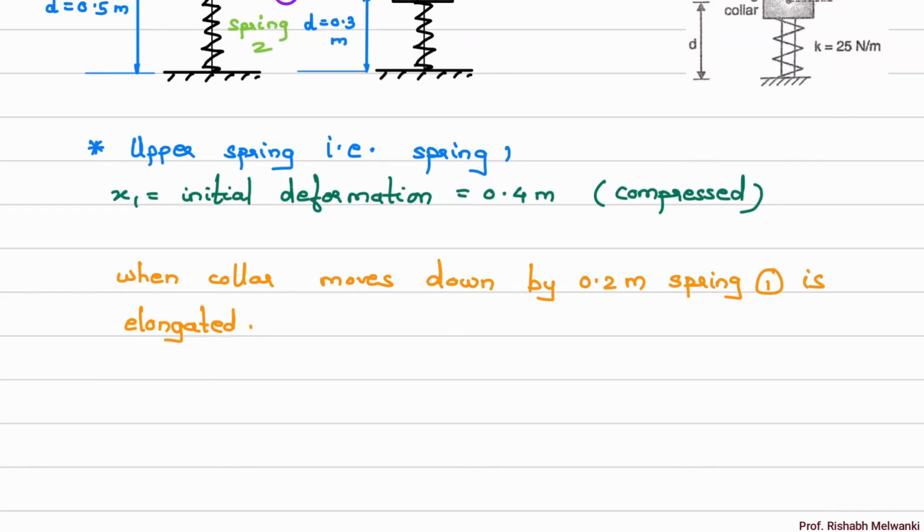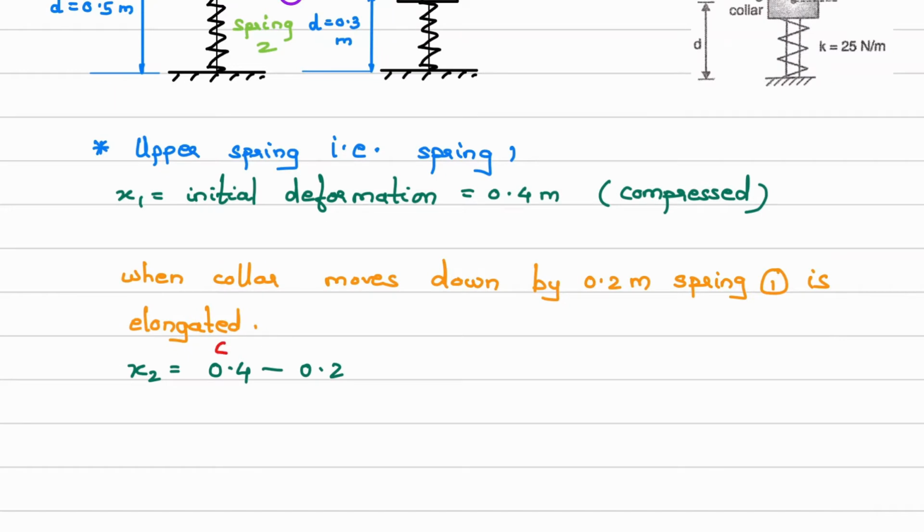So what is x2? For spring 1, it will be 0.4 minus 0.2. Why? Because here this is compression and here this is elongation of spring. So here this will be negative. So finally what we will get, this value will be equal to 0.2 meter.